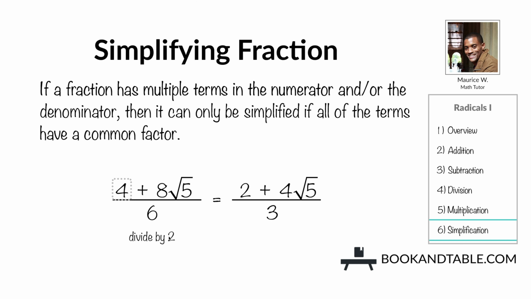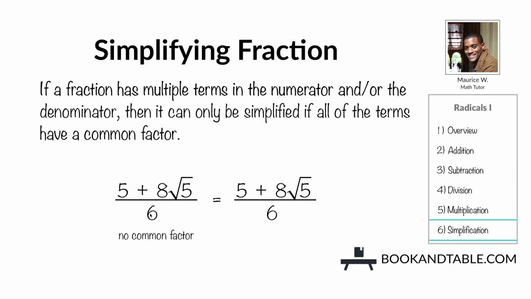divided by 2. So 4 divided by 2 gives you 2. 8 divided by 2 gives you 4. And 6 divided by 2 would give you 3. So simplifying this fraction would give you 2 plus 4 radical 5 over 3. Simplifying the fraction, you are removing the common factor from the coefficient of the radical term, not the radical term itself. So that 2 comes from the coefficient.